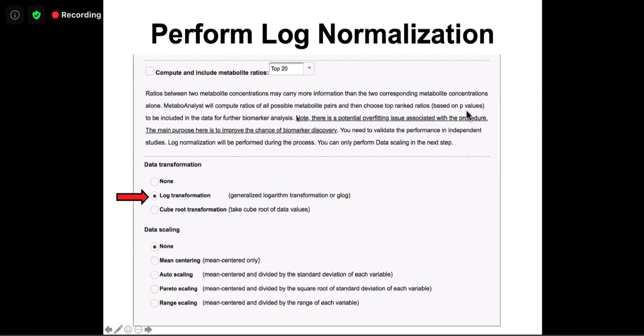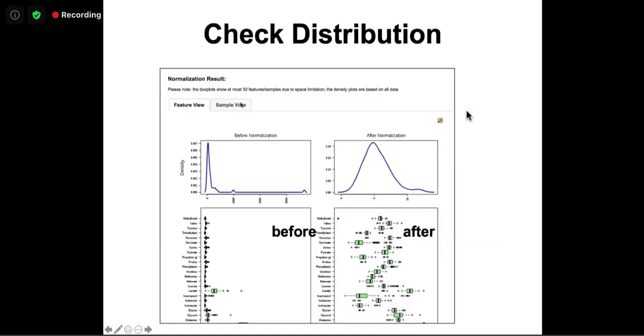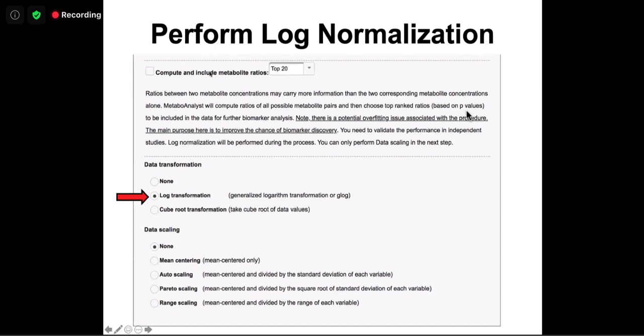While we are on this page, there's something new at the top: compute and include metabolite ratios. There's a well-agreed observation, or at least conceptually people suspect, that the metabolite itself may not be as predictive as the metabolite ratio, because it's about flux. Metabolites are products or reactants, so their ratio is more pronounced than the metabolite itself. A lot of the time it turns out to be true. Especially for biomarker analysis, people try their best to improve performance, and they do find that the ratio biomarker performance is sometimes better than using the original concentration. So we do allow you to include ratios.